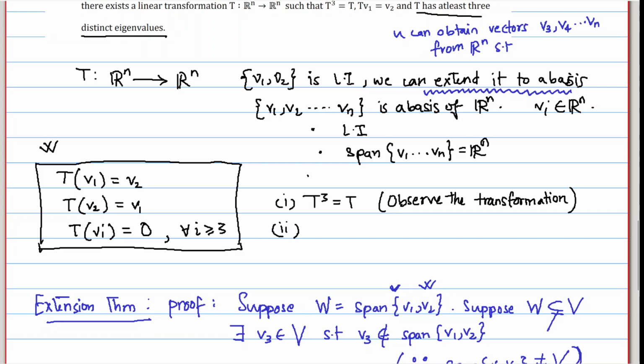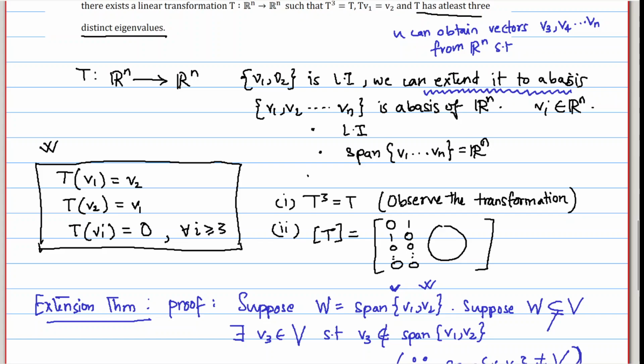Can we get an idea about the matrix for T? What will that be like? V1 is going to V2, so in the first column we have 0 1 0, everything else 0. V2 is going to V1, so 1 0 0, everything else 0. And V3 goes to 0, so the entire column is 0.